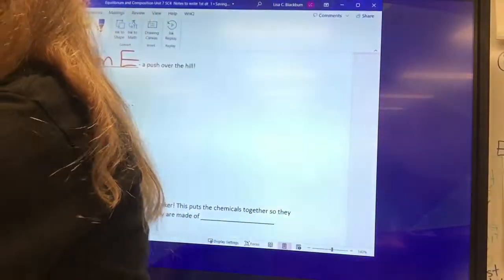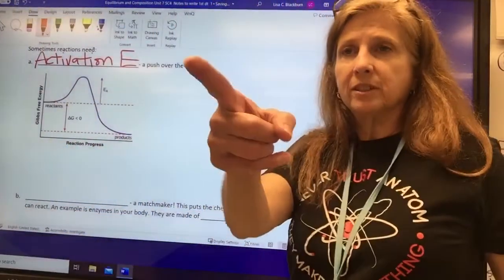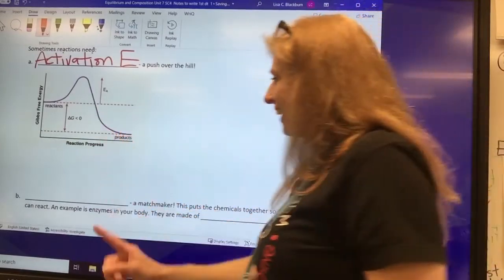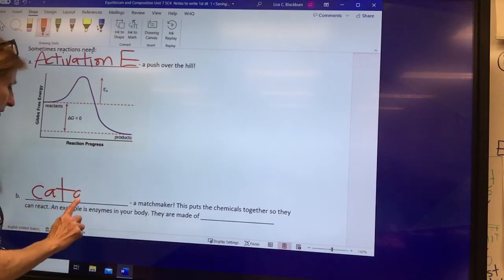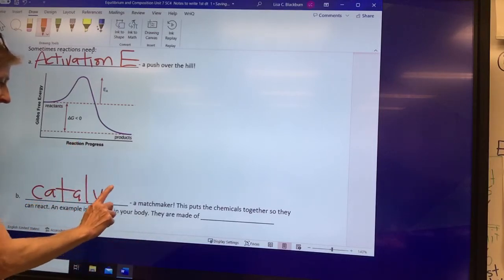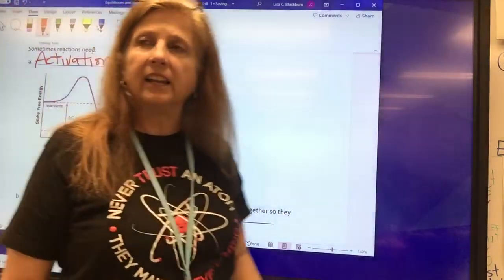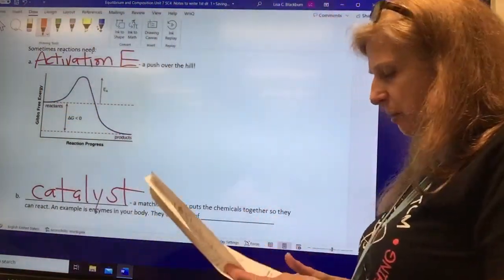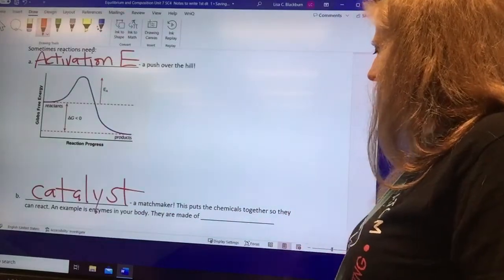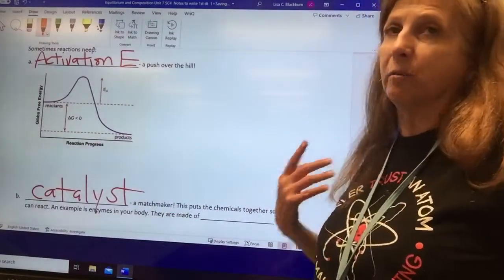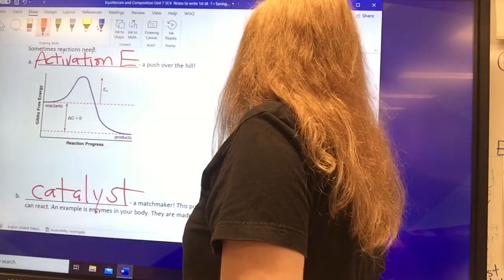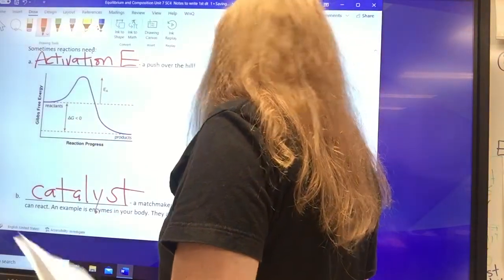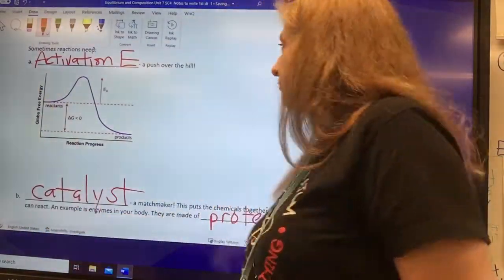Okay. All right, next. B. Okay, sometimes, what do we need to add? A catalyst, yes. A catalyst is something that is not part of the reaction, but it helps the reaction along. It gets the chemicals together, and it speeds up the reaction. So it's like a matchmaker. It puts the chemicals together so they can react. An example you learned in biology was enzymes in your body. They're made of proteins. Remember that from biology? Proteins are catalysts, they're enzymes in your body, and it increases reaction rate.